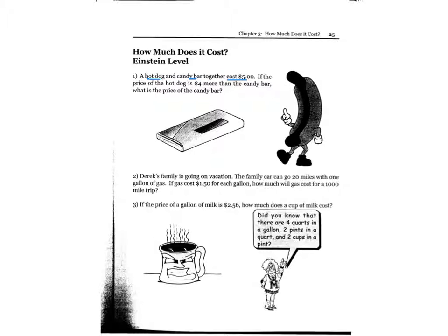If a hot dog and a candy bar cost $5, and the price of the hot dog is $4 more than the candy bar, what's the price of the candy bar? And most adults will say, oh, it's $1. Well, let's see why you should draw this out and get the right answer.